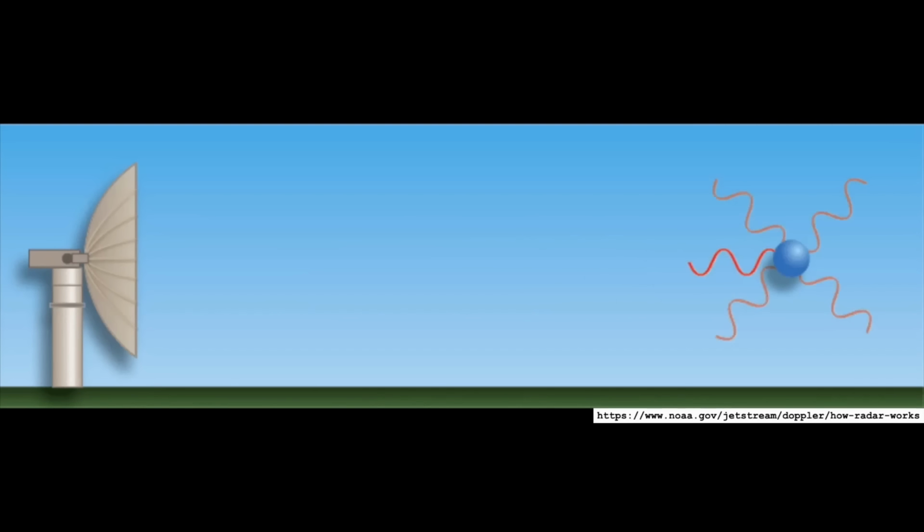The radar observes this backscattered energy during the listening periods in between pulses, and by recording the time it takes the pulse to leave the antenna, strike the target, and return to the antenna, the radar can calculate how far the target is from the dish. The amount of backscattered energy received by the radar is related to the intensity of the targets.